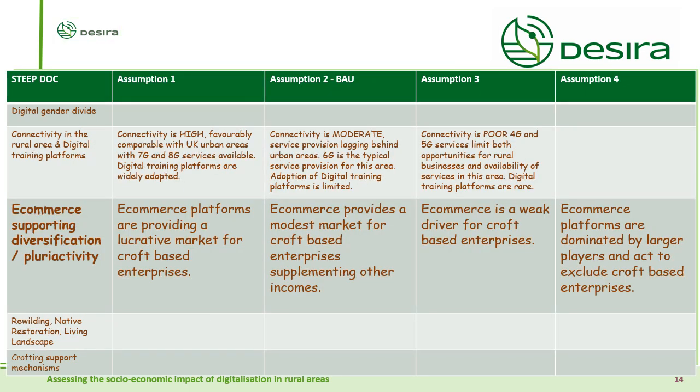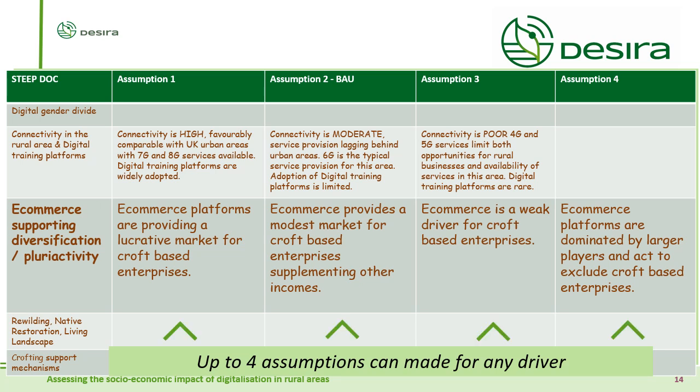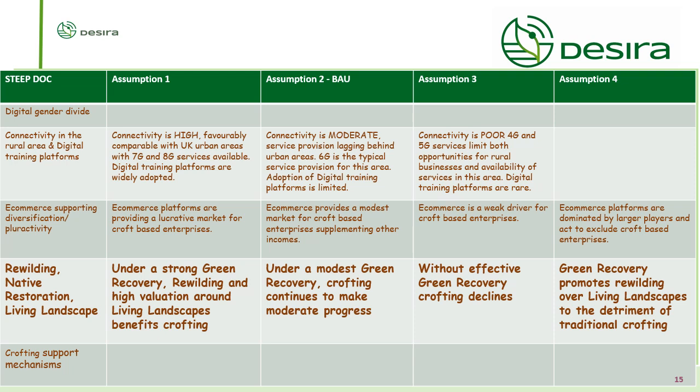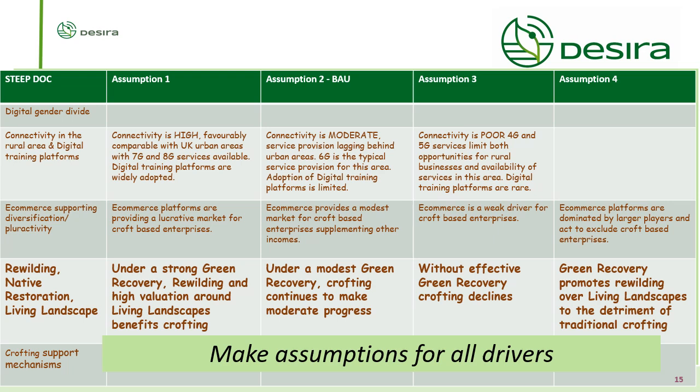Next, we will look at our economic driver of change, which is e-commerce supporting diversification and pluriactivity. Up to 4 assumptions can be made for each driver, as is the case here. Each assumption is plausible, and the fourth needn't follow the same logic as high, medium, or low. It is not mutually exclusive, but it is relevant and helpful to the Living Lab context. Under our environment driver of change, we have rewilding, native restoration, and the living landscape. Again, we have 4 assumptions for this driver. It is important to make assumptions for all drivers.